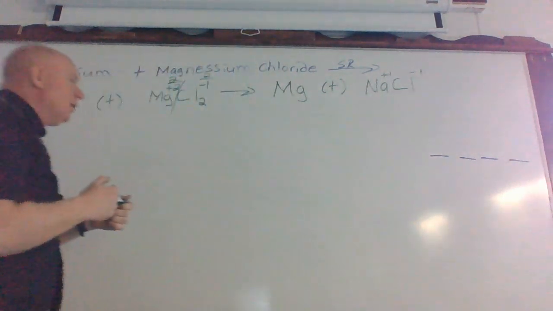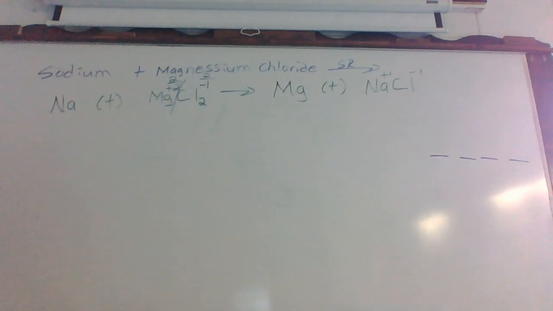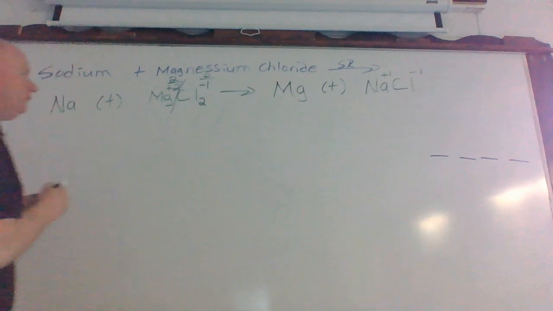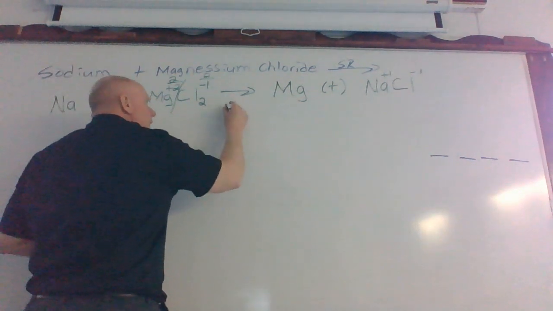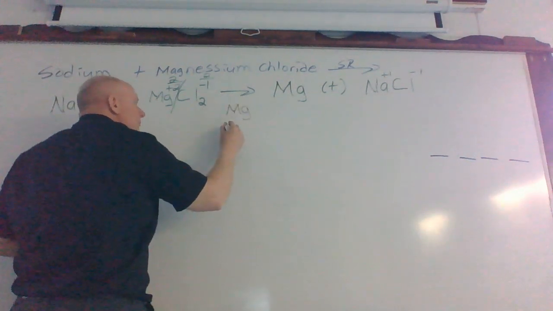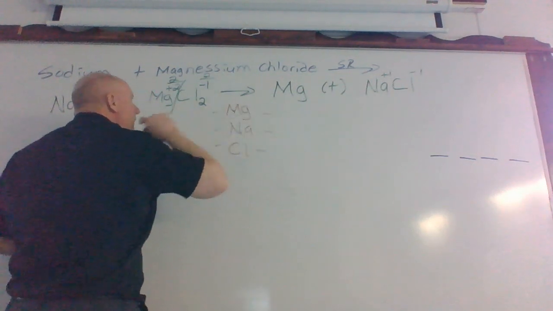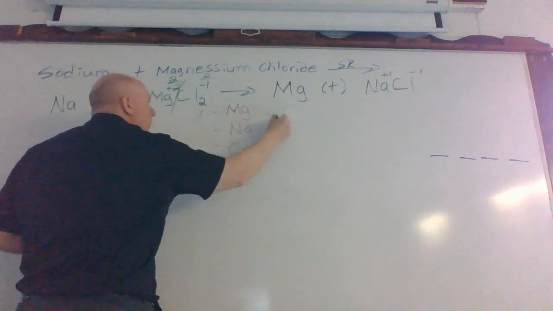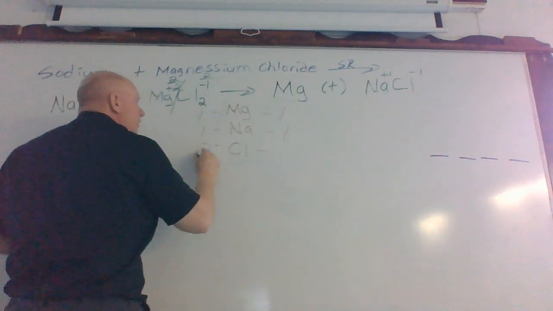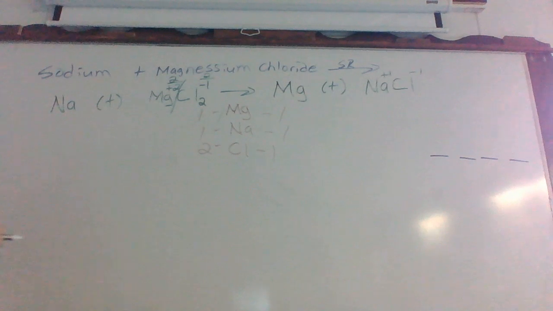Okay? So the next thing you would want to do, write down your elements if you feel you need to. We got some magnesium, some sodium, and some chlorine. 1 to 1, 1 to 1, and 2 to 1. Does that look correct? Okay? Yeah. So if we got 2 chlorides on the left and only 1 on the right, what do we do?